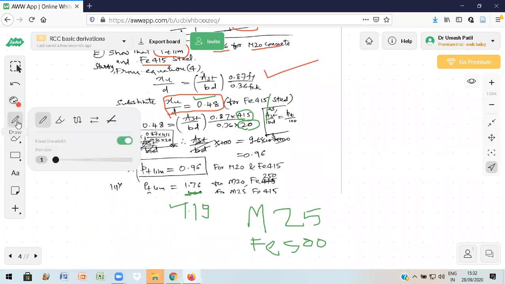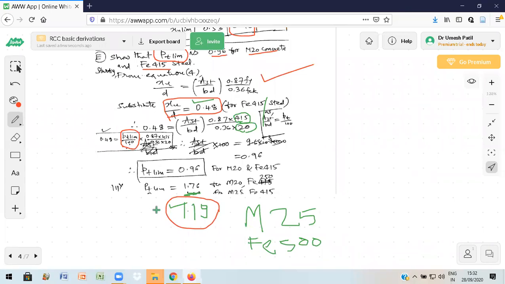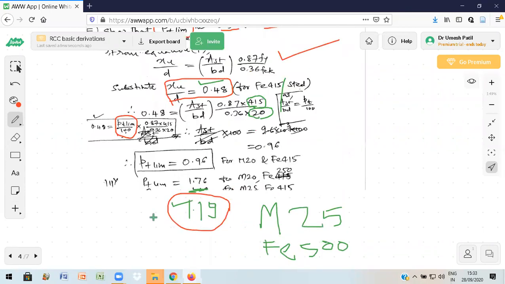So this is the end of today's discussion here. You end up with 1.1. So PT limit, all this you will understand when I solve problems. Right now, still PT limit may not be clear to you. Only try to understand how I am calculating, how it is used in the problem. I'll show you that one. Right now, you just focus on how I am calculating these values. So I have calculated PT limit for various combinations: M20 Fe415, M20 Fe250, M25 Fe415.